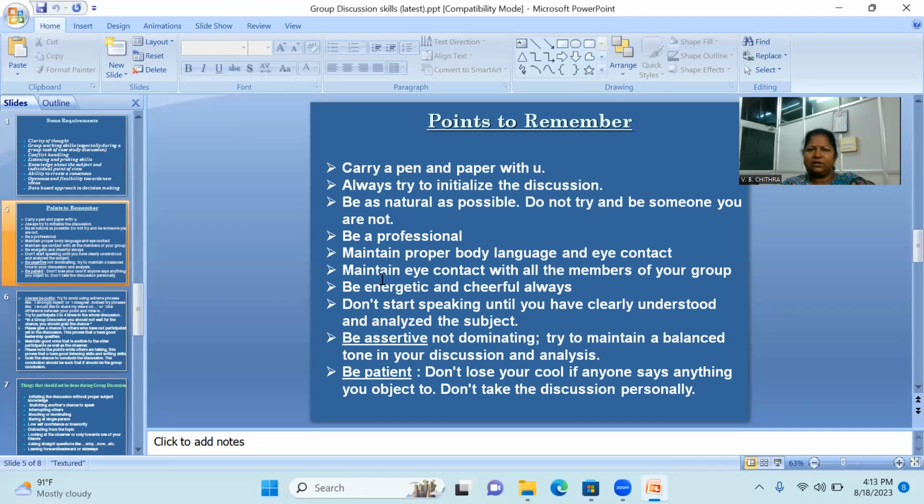And in the next lecture, you are going to learn about the other aspects of group discussion. In the next class, please come prepared, especially on group discussion topics, so that you will have a chance to discuss in your group.